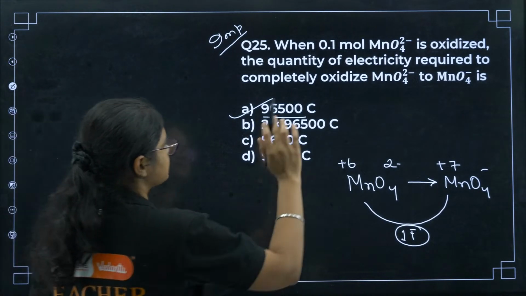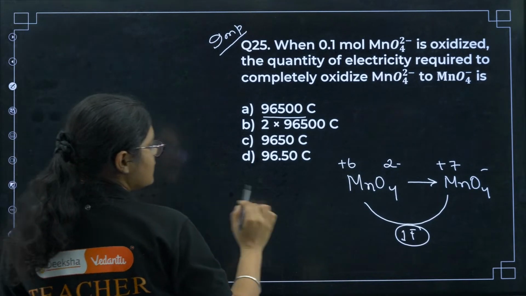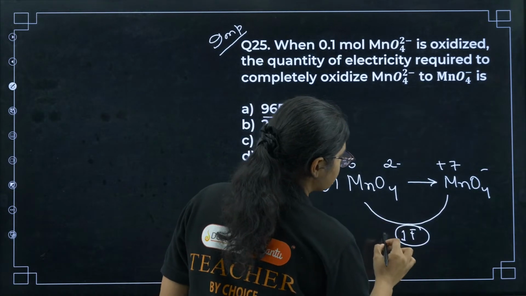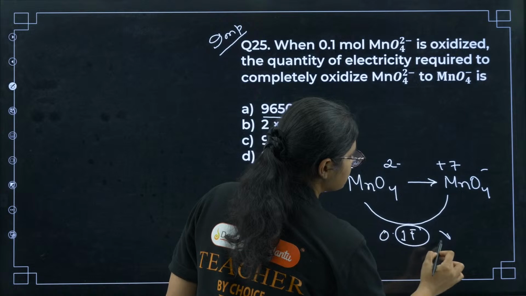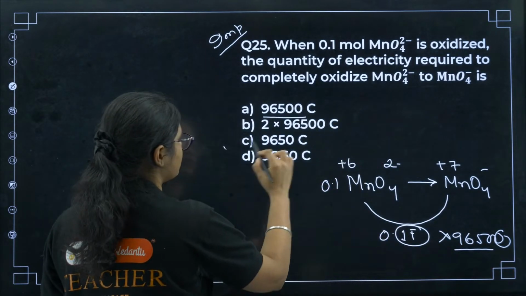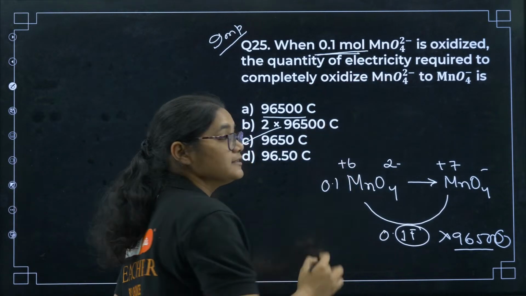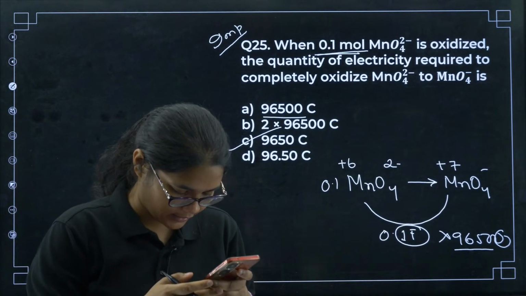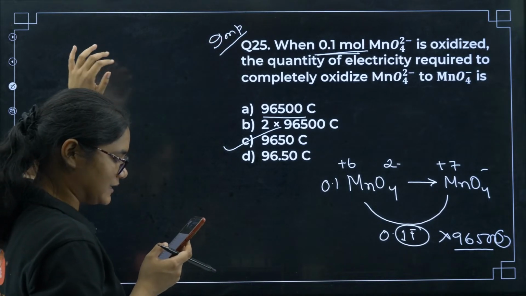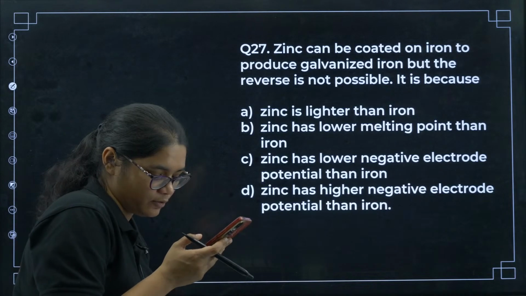Sorry, students, a small mistake. For 1 mole I need 1 Faraday. Here it is 0.1 mole, so that means 0.1 Faraday. That means 0.1 into 96500, so it is 9650 coulomb. Option number C is the correct answer. Thank you Soumya, thank you so much. I missed this one. It is 9650 coulomb. Next, question number 27, I have already explained today.